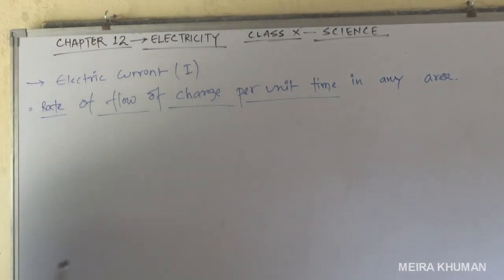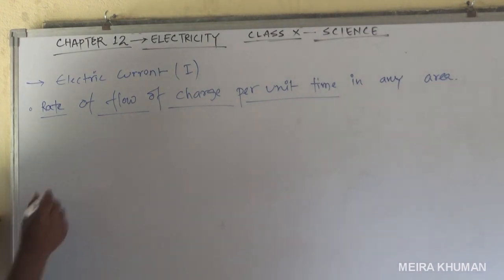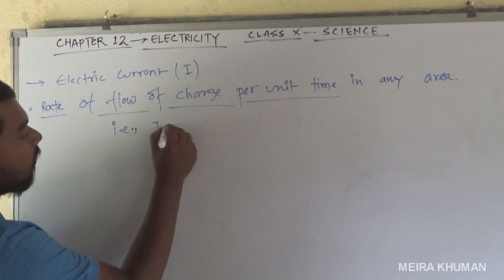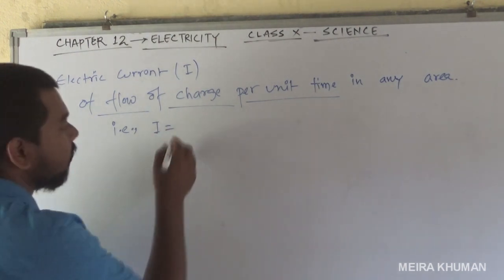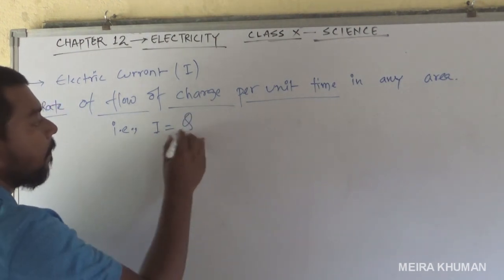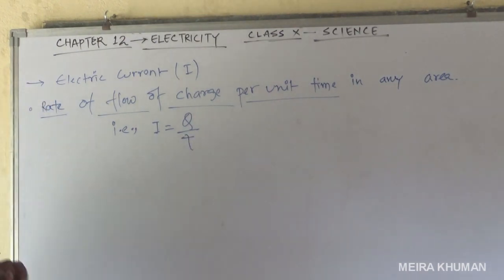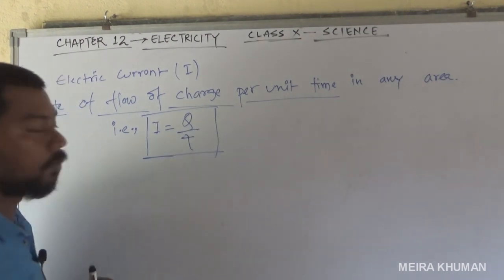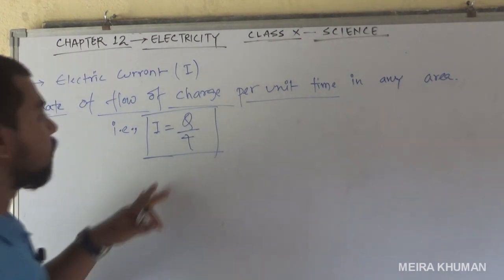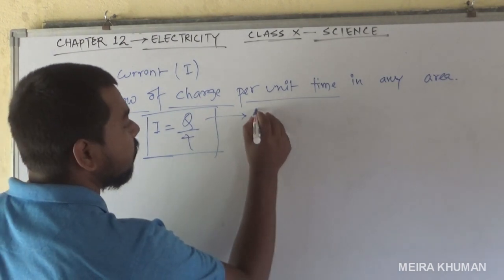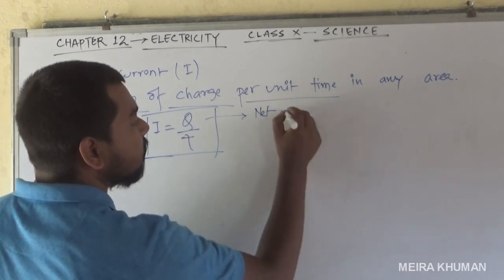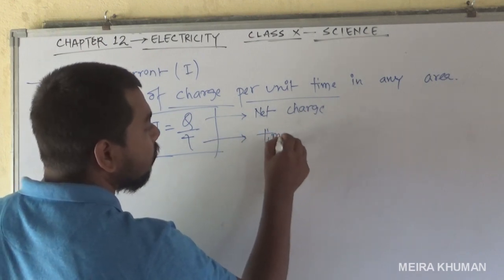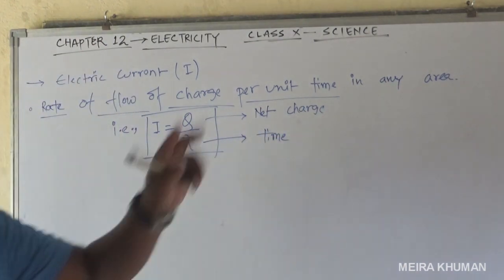From the definition only we will make the basic formula for electric current. So what is electric current? I is simply equal to what? Rate of flow of charge. The designation for charge is what? Q. Per unit time is what? T. So I is coming as Q upon T. This is the basic fundamental formula for electric current, which is equal to Q by T. Here Q is our charge, or precisely you can say it is the net charge, whereas T is the time for which the charge is flowing through a particular area.